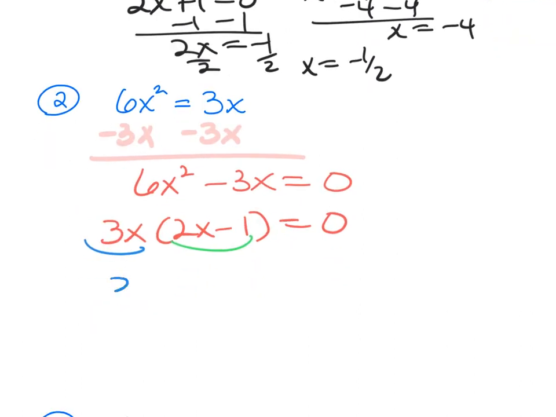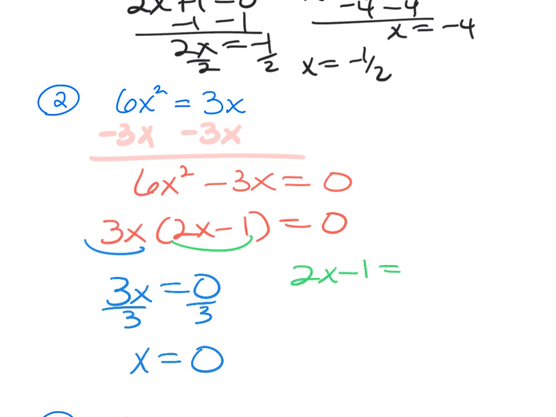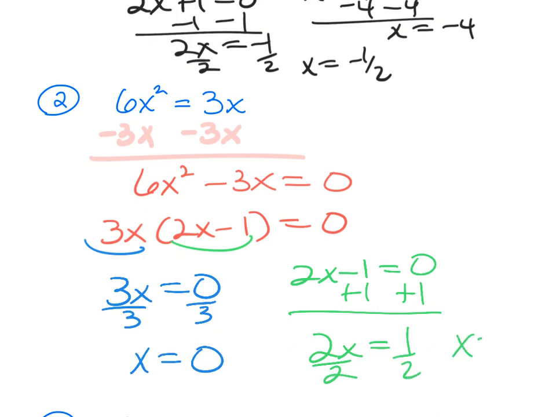I now set each factor equal to 0. So I would get 3x equals 0, divide by 3. My first solution is x equals 0. My second solution, I take the 2x minus 1, add the 1, and 2x equals 1, divide by 2, and my second solution is x equals 1/2. If you just try to divide by 6 and square root it, you really can't, because then you get an x on both sides, so you do have to subtract it over and factor out a GCF.